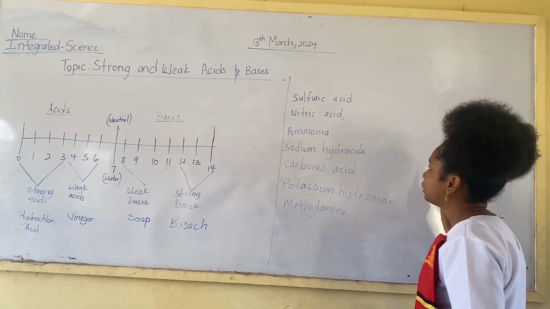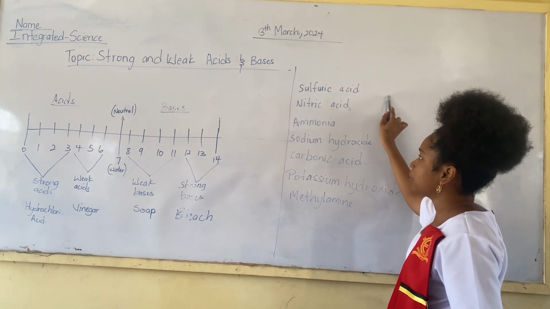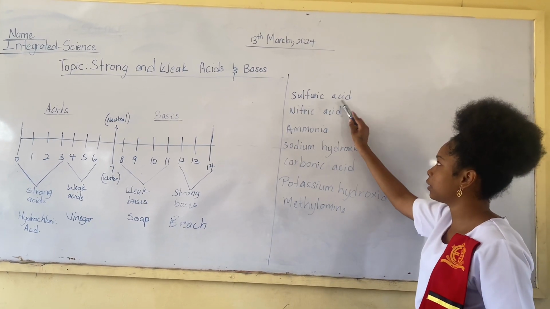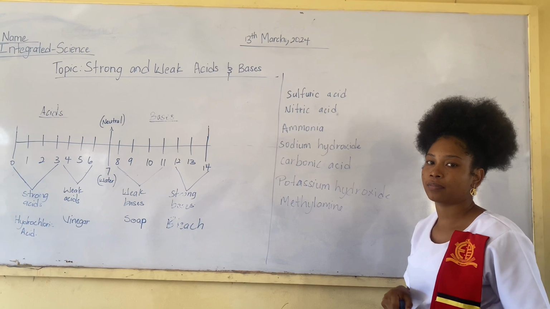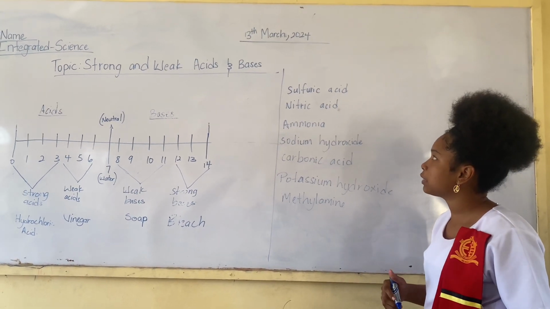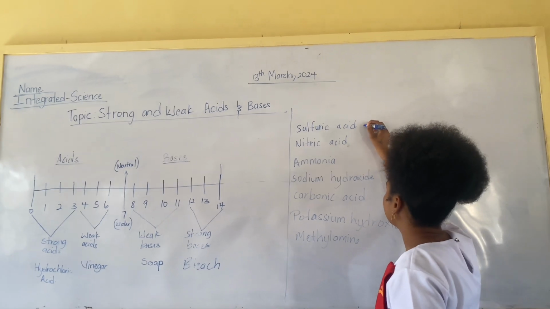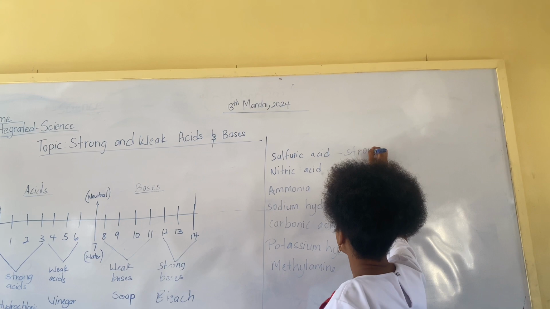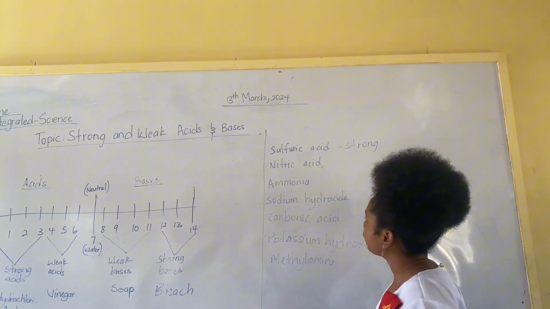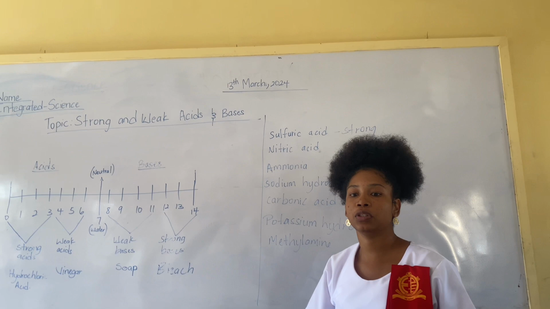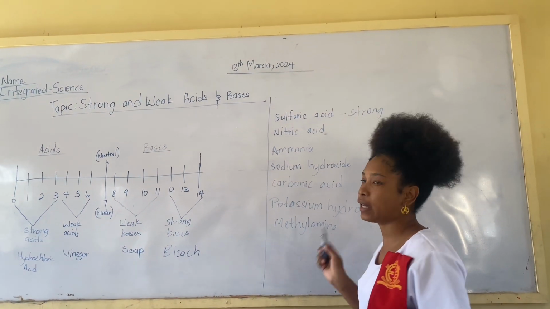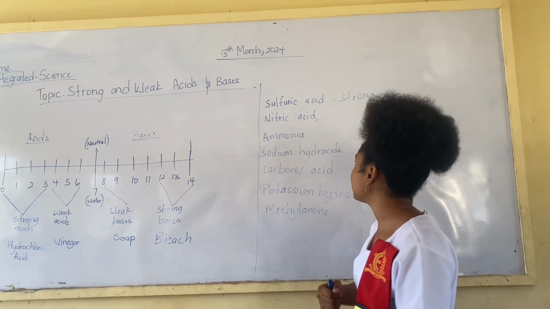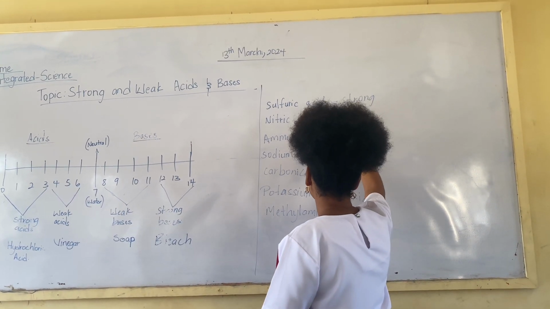The first one is sulfuric acid. Can someone tell me if that is a weak or strong acid? Because we know it's an acid because of the word acid at the end. Okay, so Sam is saying that it is a strong acid. So yes, you are correct, it is a strong acid. The next one is nitric acid. Do you think that is a weak acid or a strong acid? Okay, yes, this is also a strong acid.